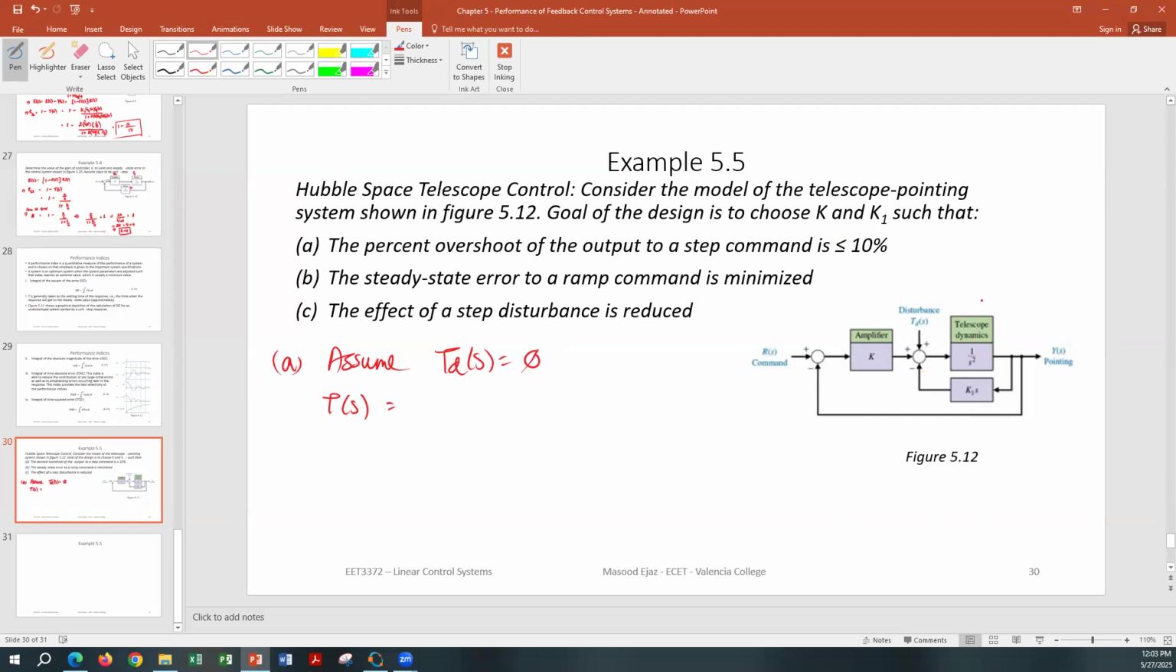So the smaller loop is going to give you what? Let's say this is GA, the amplifier, this is GT, the telescope, and this, let's call this H. So the smaller one is going to give you GT over 1 plus H GT. Let's call this G. So this is going to be G times GA over 1 plus G times GA.